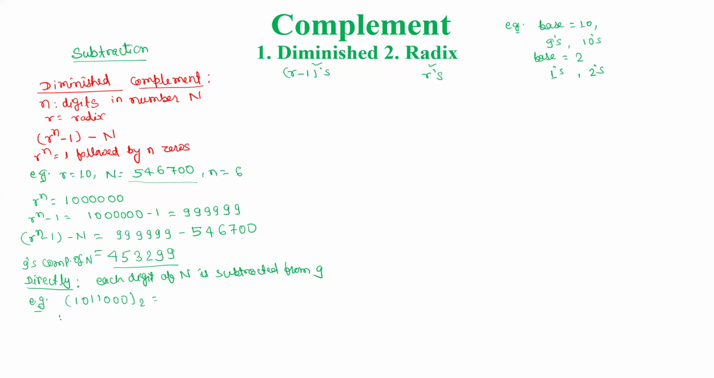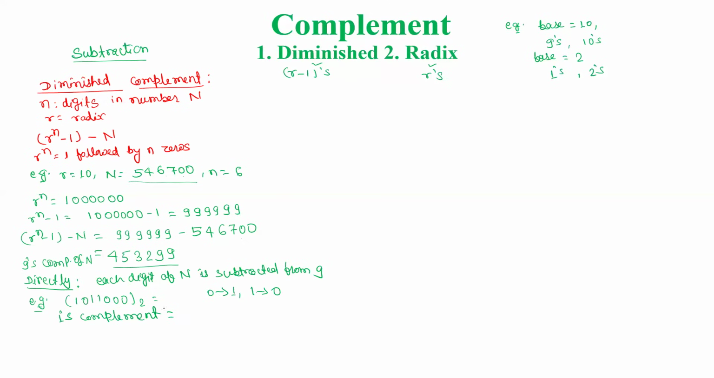So what do we have to find here? The 1's complement, since the radix is 2. So the diminished complement here is the 1's complement. How do we find the 1's complement? What is the rule? 0 will change to 1, and 1 will change to 0.